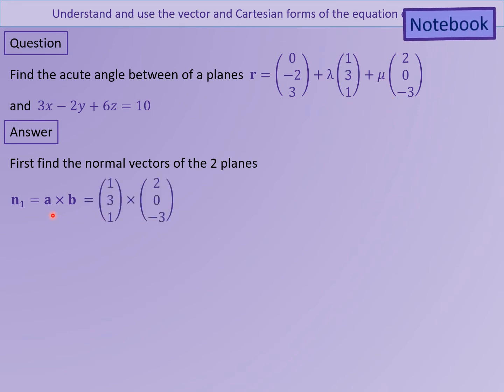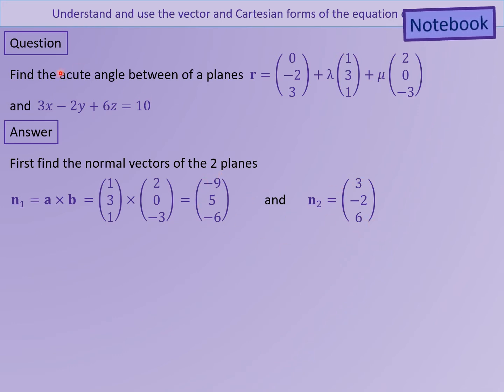So a cross b, get the cross product, and (-9, 5, -6) will be a normal vector to that plane. If I try doing the dot product with both of those, you'll see it equals 0 because it's perpendicular to both of them. This one is a lot easier. As you know, in the Cartesian form, the 3, the -2 and the 6 is your normal vector, just the coefficients of x, y and z. So there we go. I've got a normal vector there, I've got a normal vector there.